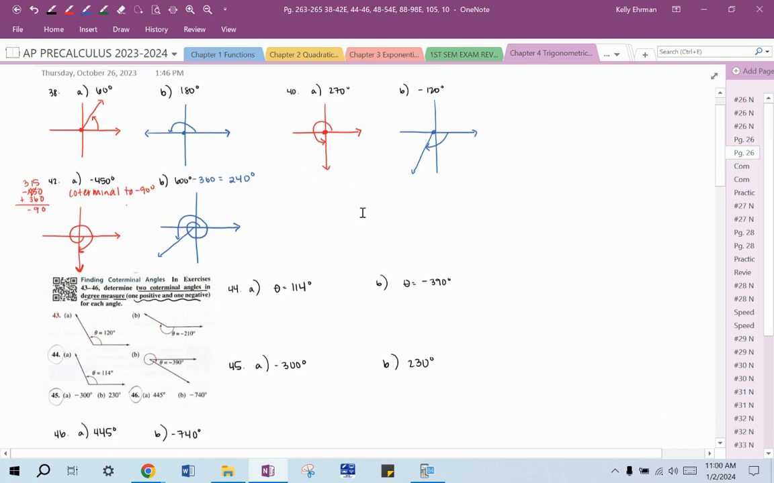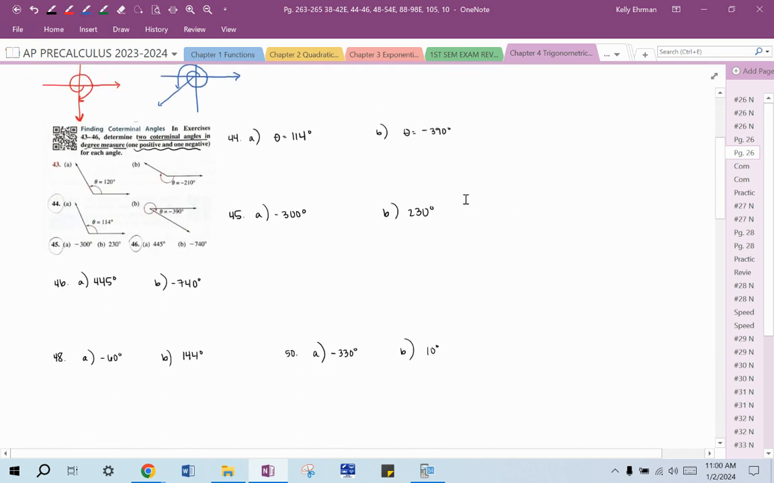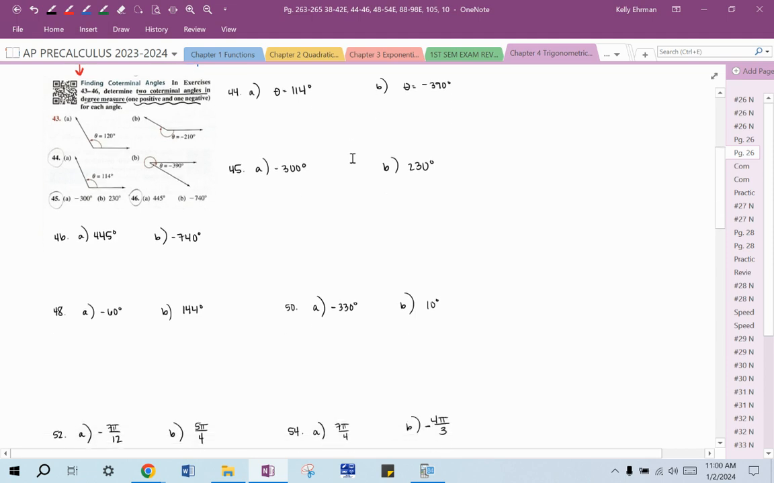All right, the next section is finding coterminal angles. So it says determine two coterminal angles in degree measure, one positive and one negative for each angle. So just like we did in our notes. 44A, they've sketched the angle for us. To find a positive, I can add 360. So that gives me 474 degrees. So there's a positive.